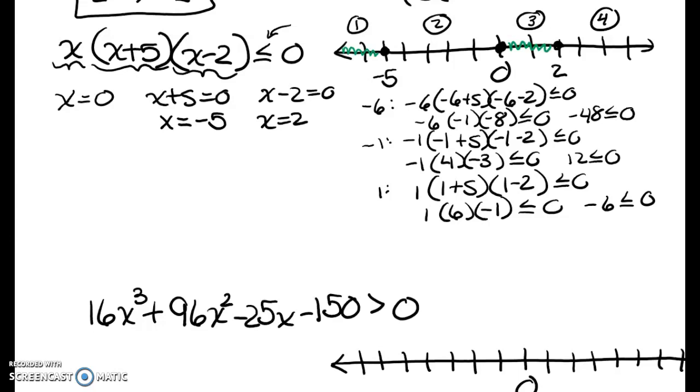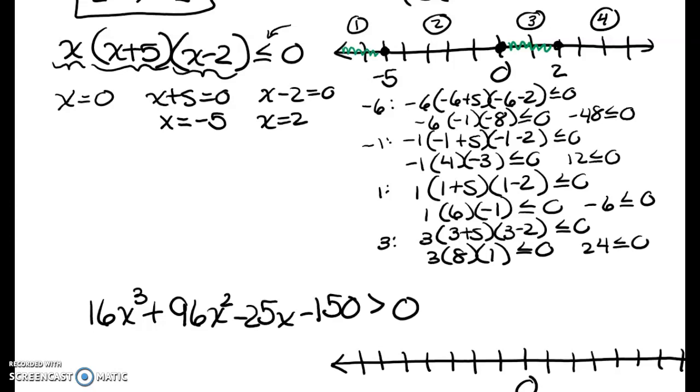And then I'm going to pick something from region 4. So I like the smallest number, so +3. So I'll have 3 times 3 plus 5 times 3 minus 2 is less than or equal to 0. 3 times 8 times 1 is less than or equal to 0. That's going to be 3 times 8 is 24 times 1 is 24 is less than or equal to 0. That's false. So I only have 2 regions here that are true.